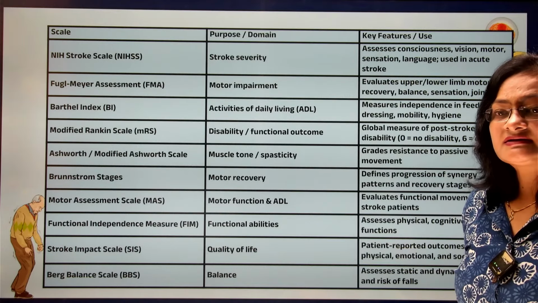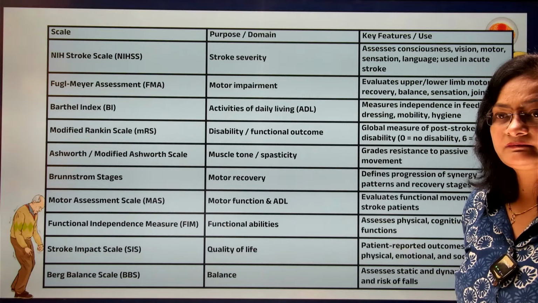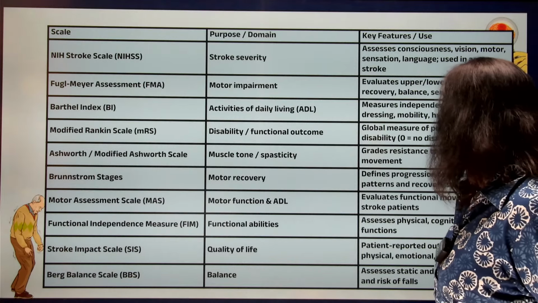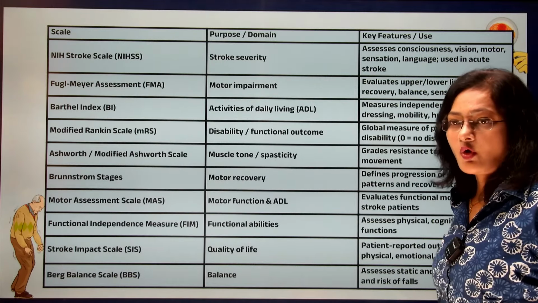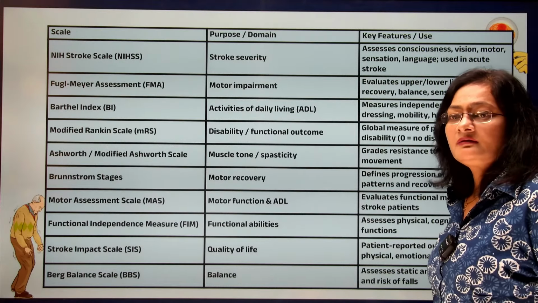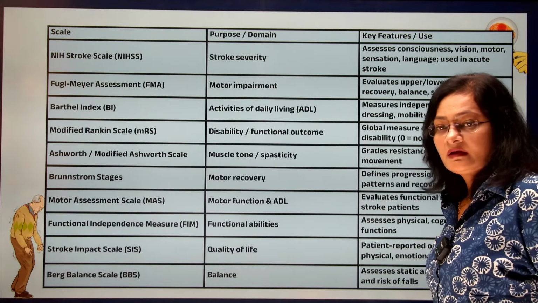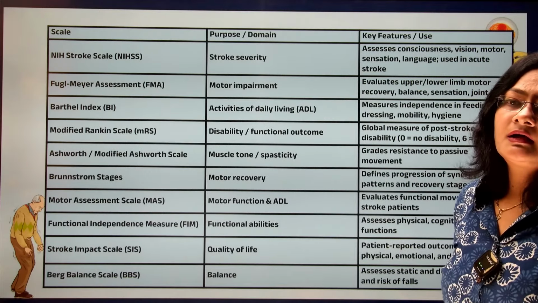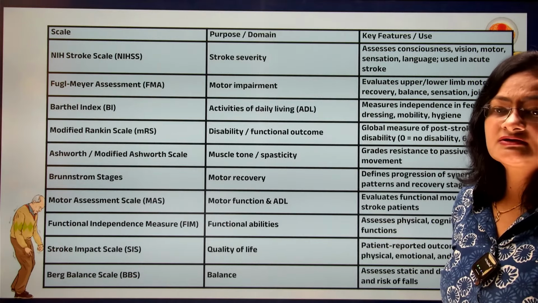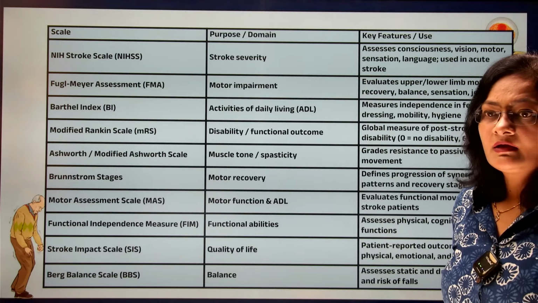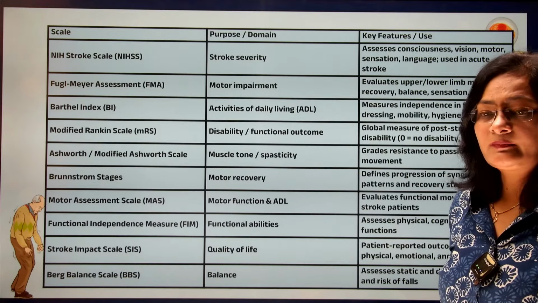which will assess functional abilities. It assesses physical, cognitive, and social function. So all types of functions will be assessed while we are taking FIM. Then the Stroke Impact Scale, it is similar to the stroke severity, or it is also used for assessing the quality of life. So it is patient reported.